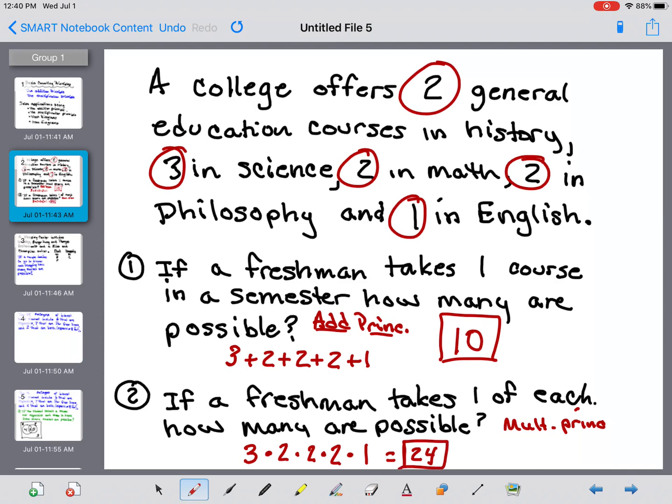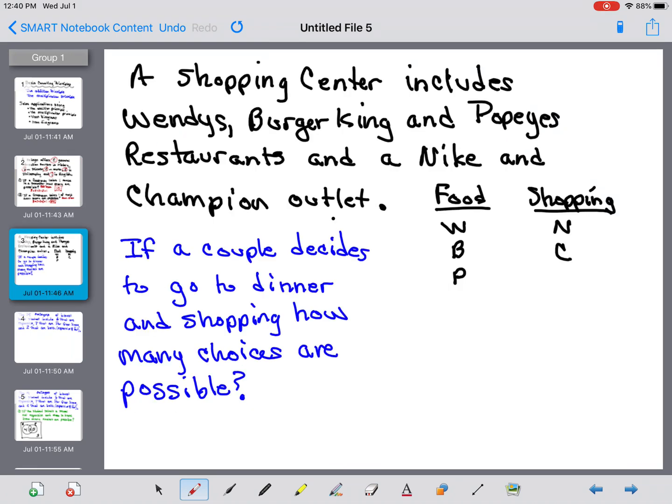Okay, next example. A shopping center includes Wendy's, Burger King, and Popeyes restaurants, and a Nike and Champion outlet. If a couple decides to go to dinner and then shopping, how many choices are possible? If they go to one of those restaurants and then shopping to just one of those stores, this is an example of the multiplication principle. There are 3 choices for dinner and 2 for shopping. 3 times 2 is 6.